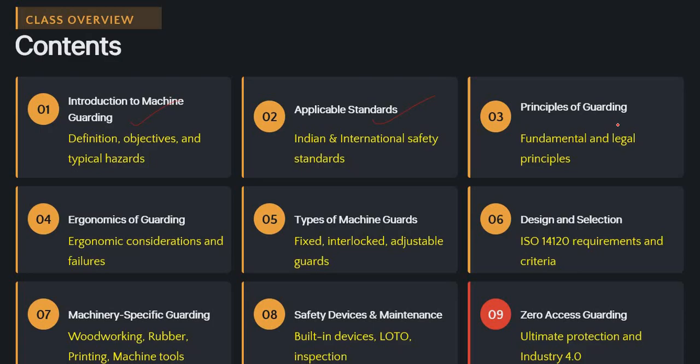And principles of guarding: how guarding should be done and what principles have to be followed. That is topic 3. And ergonomics of guarding: what are the ergonomics related to guarding, how we need to design it and how we need to place it. That we discuss in the fourth topic.